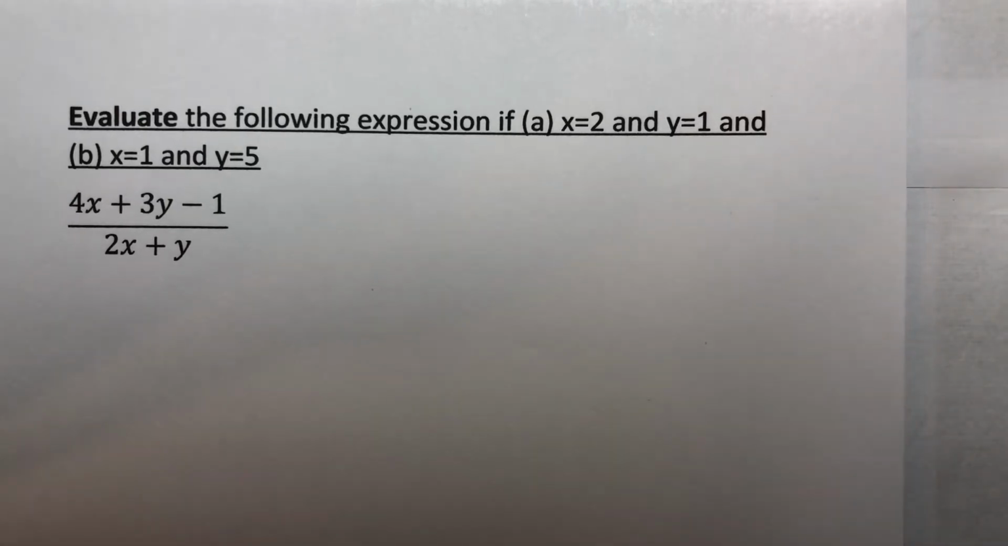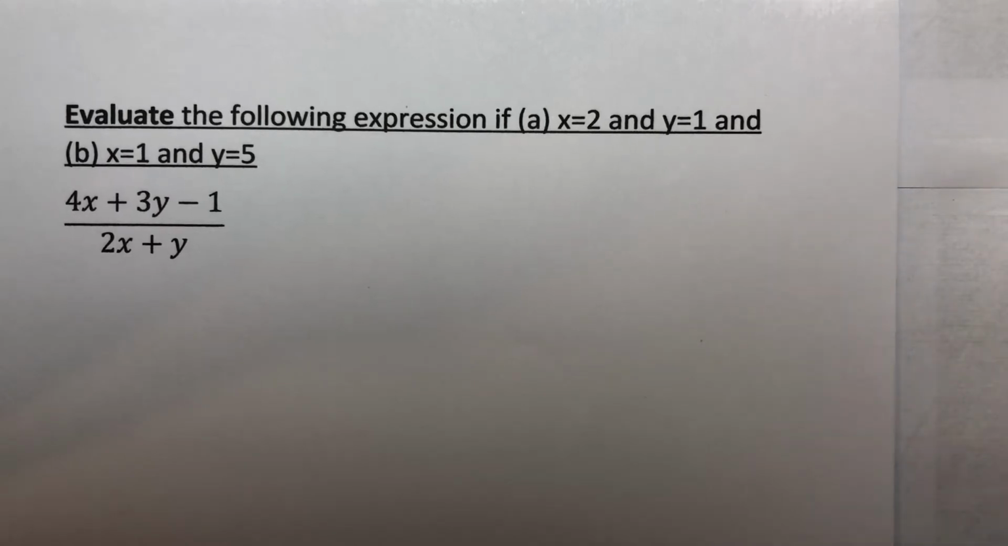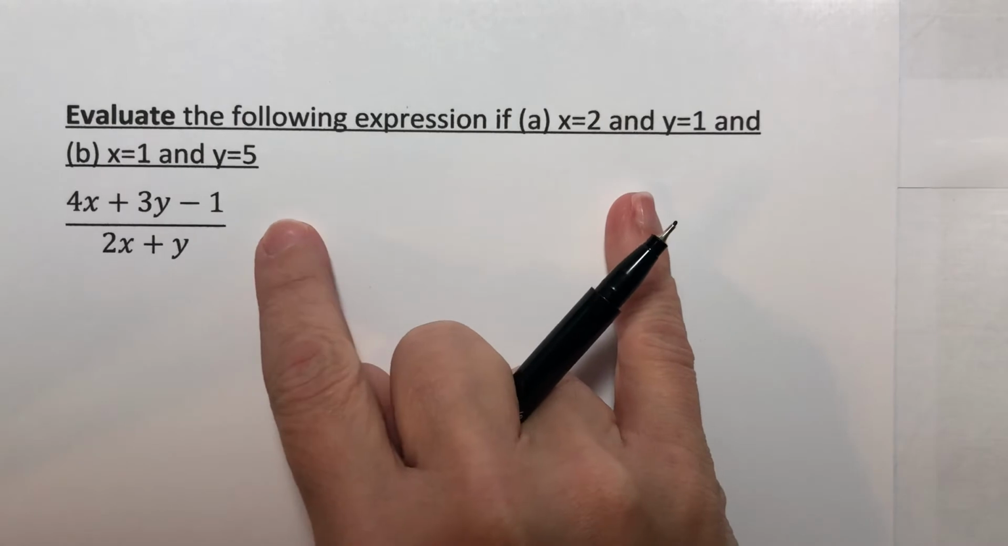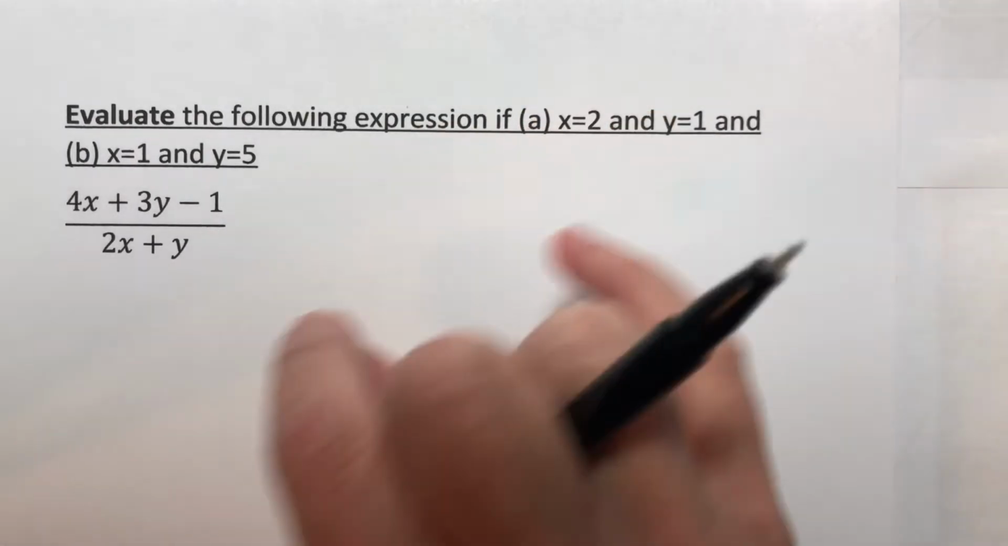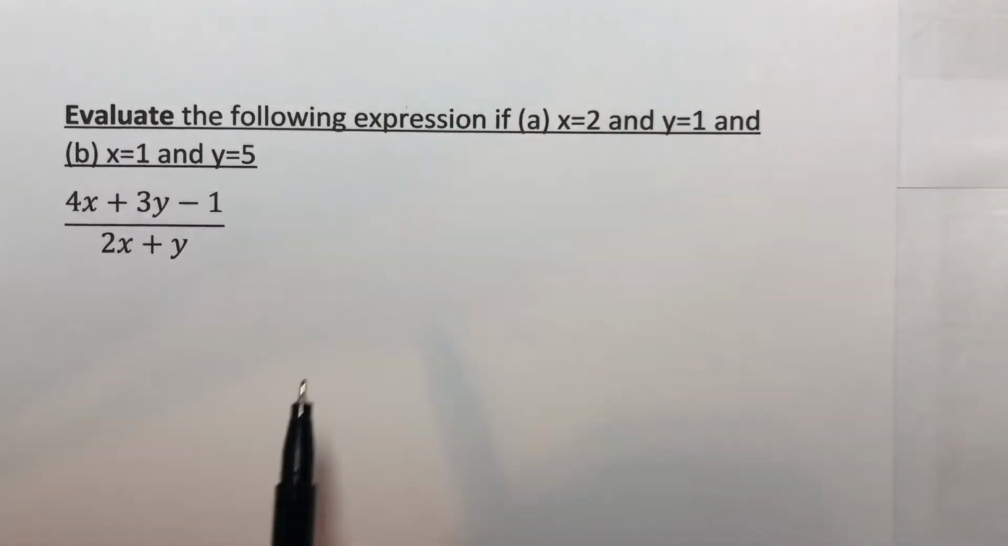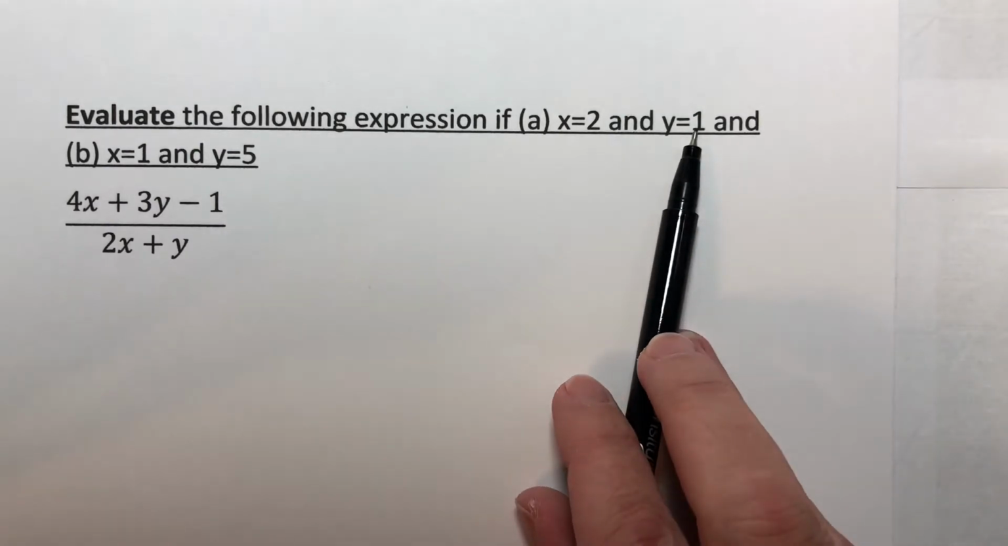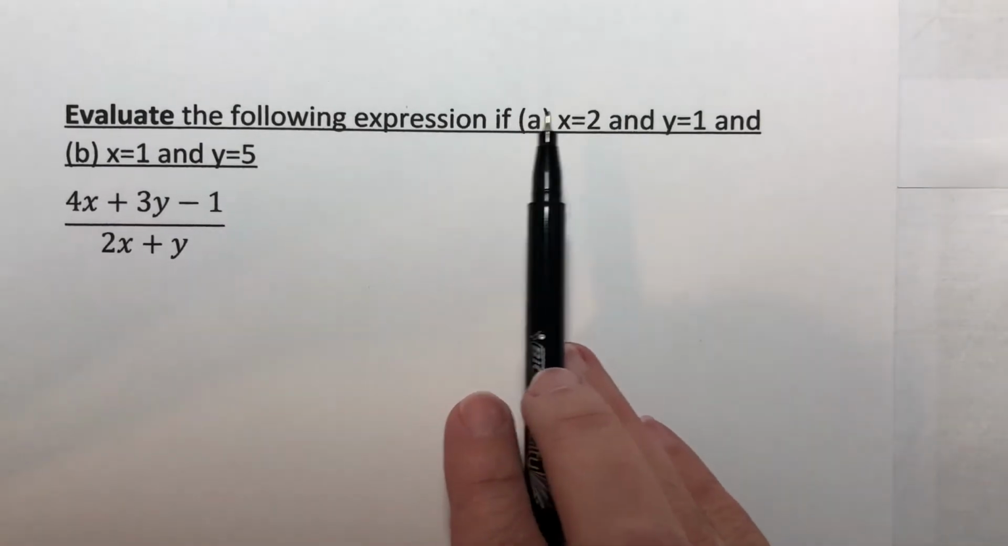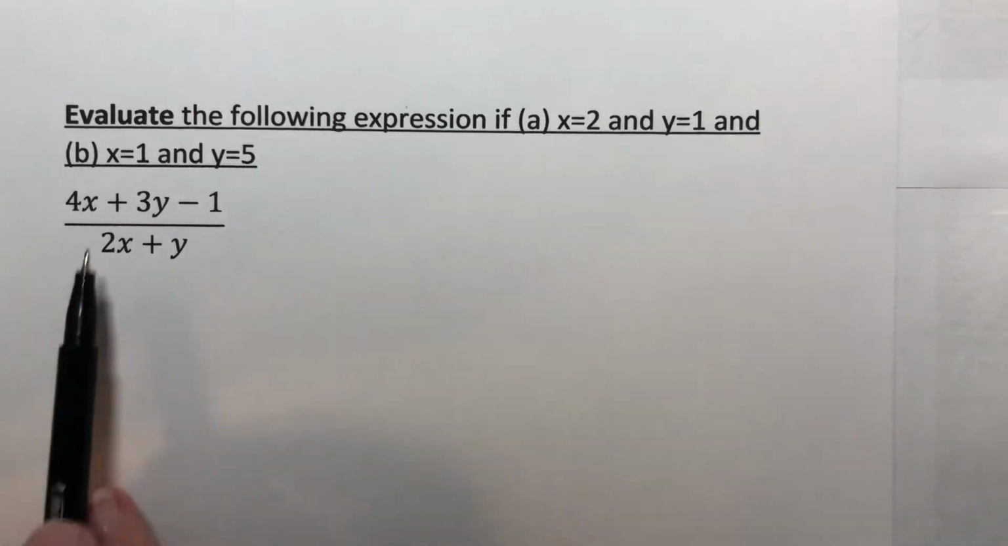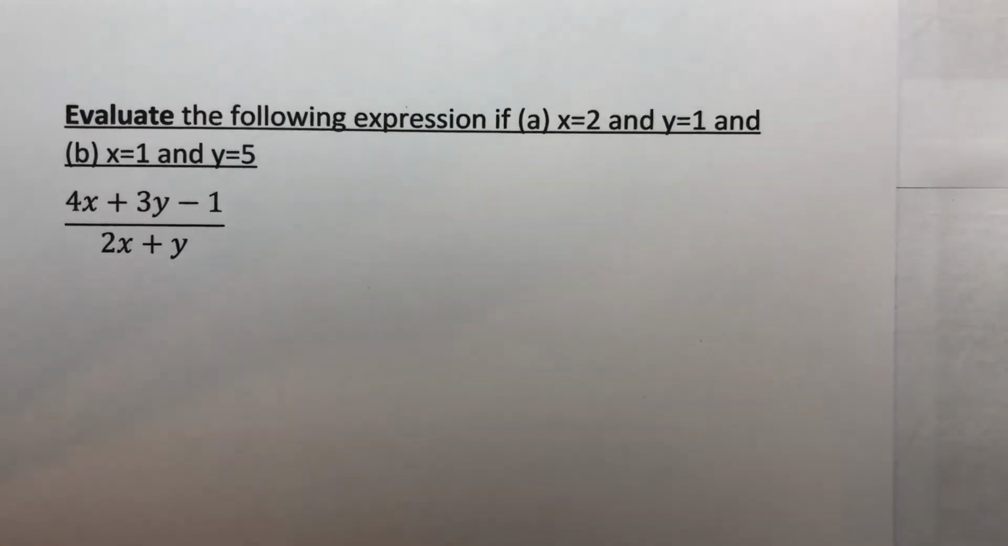This is the Prealgebra Review, Part 2. We've been talking about evaluating expressions by plugging in values for variables. The ones we just completed only had one variable in there. This one has two, an x and a y. And again, we have two parts. Part A, we're given an x value and a y value, and Part B, we're given two different values. But we're going to be evaluating this expression.